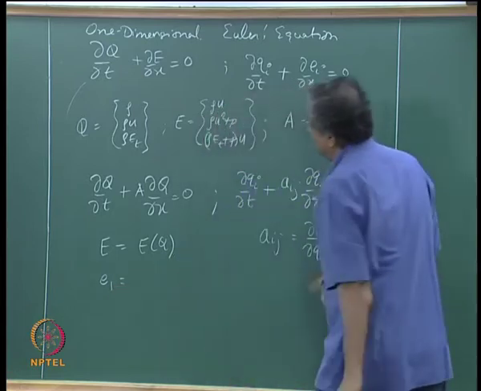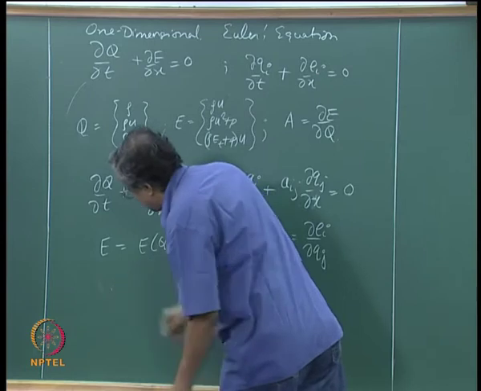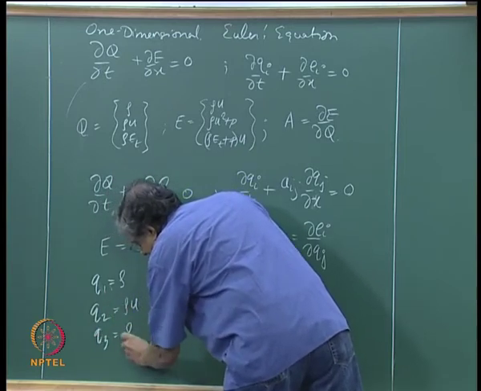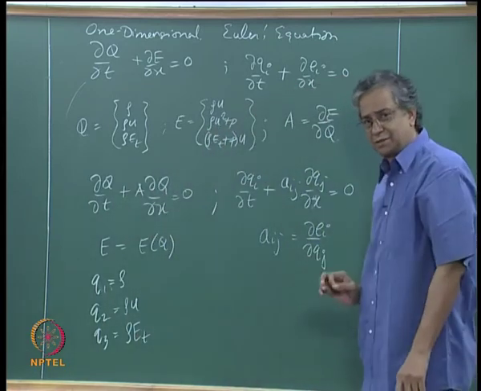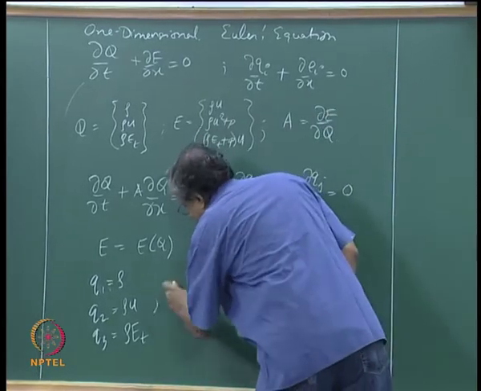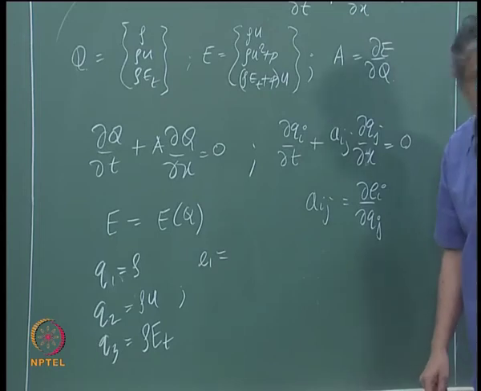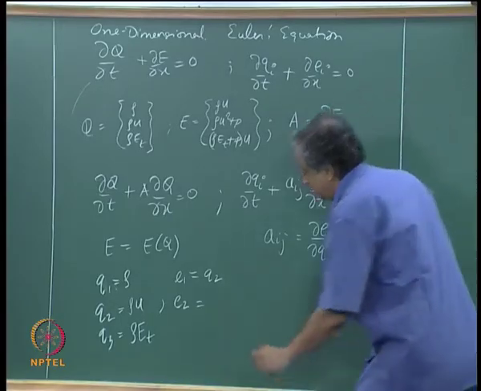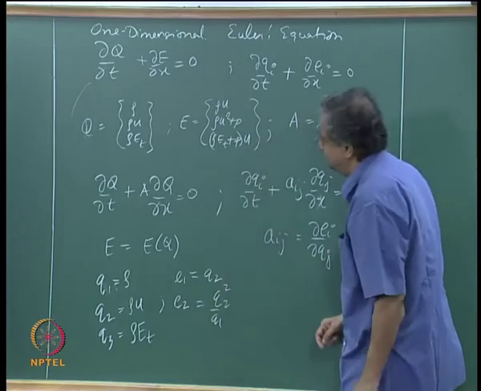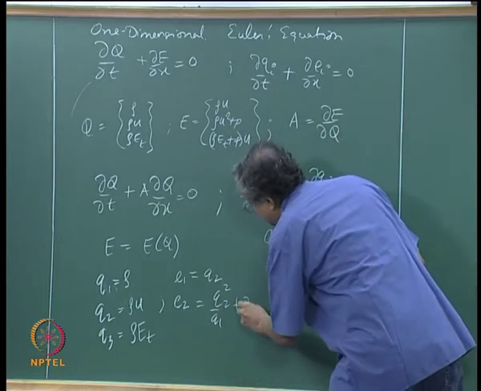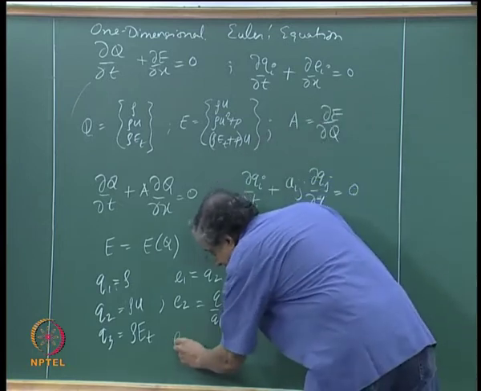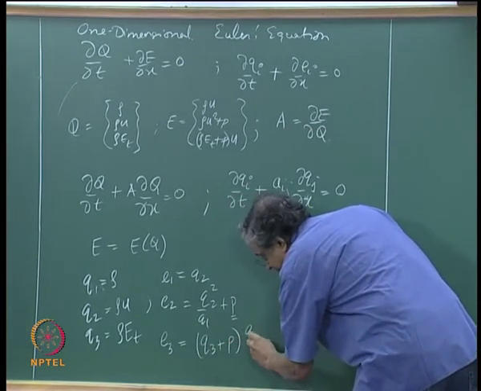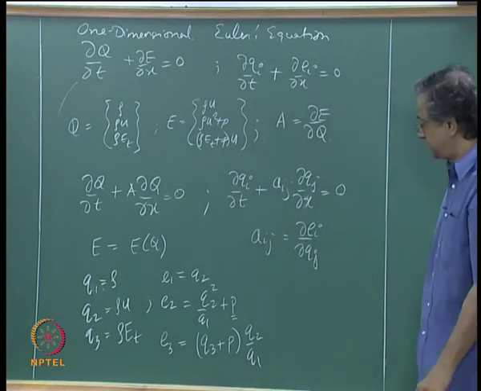So I will write E1 as, what is E1? Let me write, Q1 therefore is rho, Q2 is rho u, Q3 is rho et. What I am suggesting to you is always write it in terms of Q1, Q2, Q3, that way you won't make mistakes. E1 is Q2, E2 is Q2 squared by Q1 plus a P we have to figure out. We will have to pay attention to that P. And E3 is Q3 plus P times Q2 by Q1. So the only issue is how do we find P.